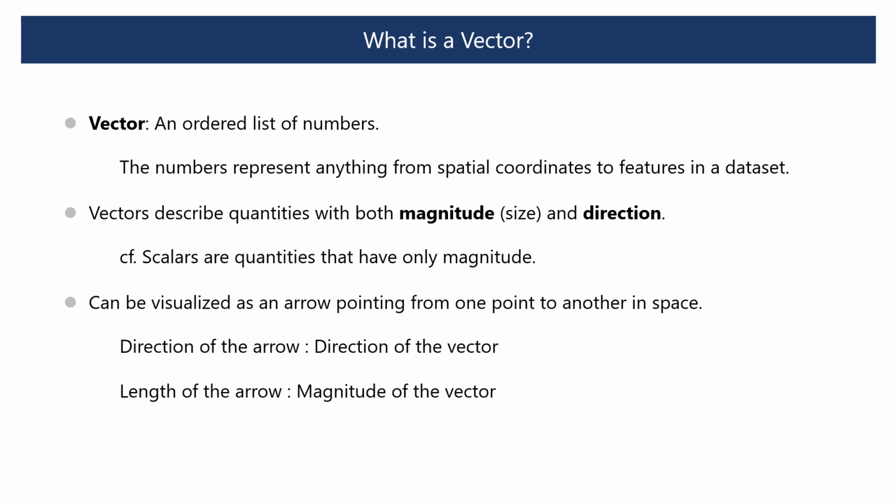In simple terms, a vector is an ordered list of numbers. These numbers can represent anything from spatial coordinates to features in a dataset. We can use vectors to describe quantities with both magnitude and direction. In contrast, scalars are quantities that have only magnitude. We can visualize a vector as an arrow pointing from one point to another in space. The direction of the arrow represents the direction of the vector, and the length of the arrow represents its magnitude.